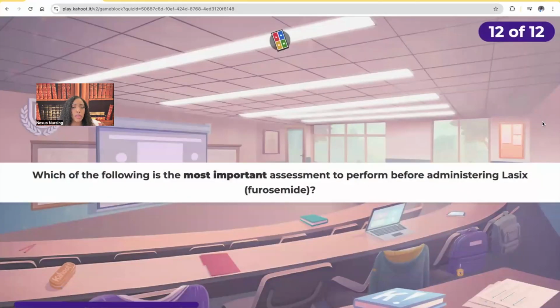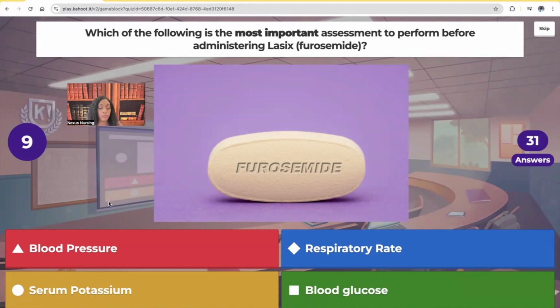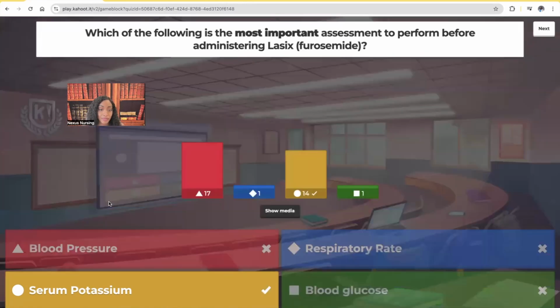Moving on. Which of the following is the most important assessment to perform before administering Lasix? Furosemide, that's a generic form of Lasix. Okay, which of the following is the most important assessment? Blood pressure, respiratory rate, potassium, or glucose? I'm happy you guys narrowed it down to blood pressure and serum potassium. I love that. I'm happy about that.